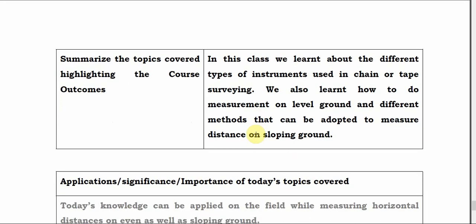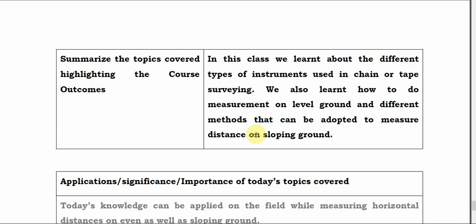So in today's class, we learned about different types of instruments used in chaining and taping. That is, different types of chains and tapes that are used for measurement of length. We also learned how to do measurement on level ground and different methods that can be adopted to measure the distance on sloping ground.